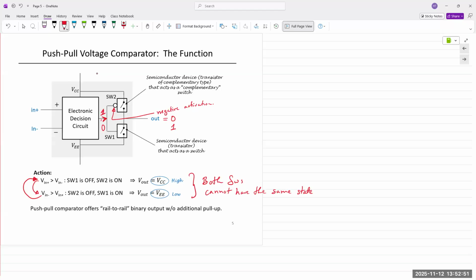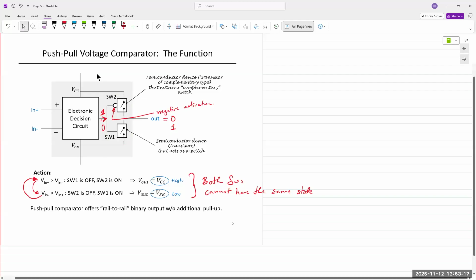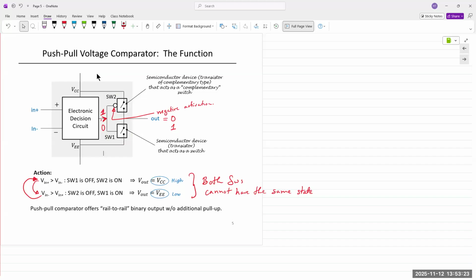Okay, sorry, go ahead. Yes, all they're doing is connecting it to plus VCC and minus VEE. That's all it's doing. The name push-pull comes from the fact that we're using this complementary connection of switches. I'm just using that as a notation, high or low. So one would be VCC, and the other one would be VEE.